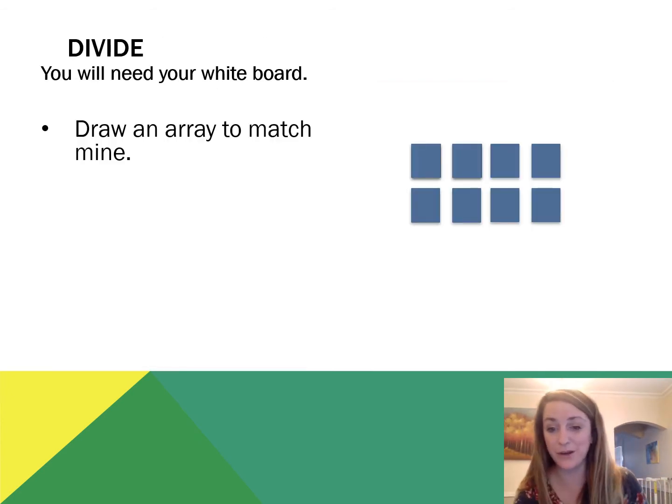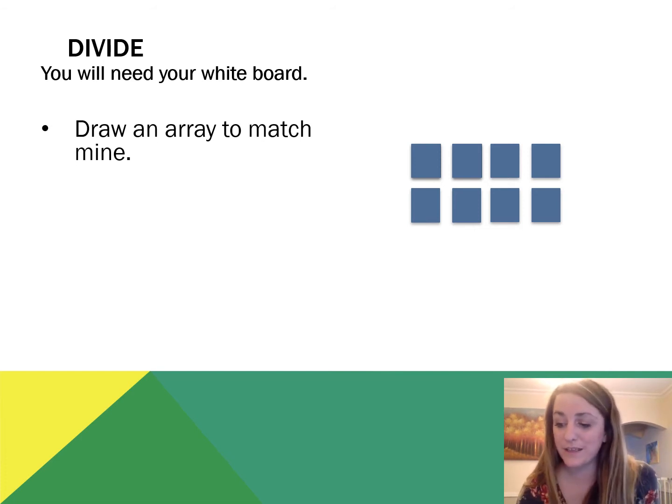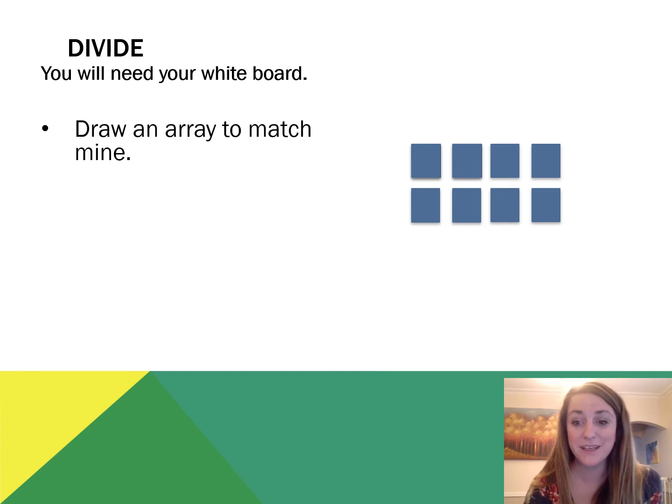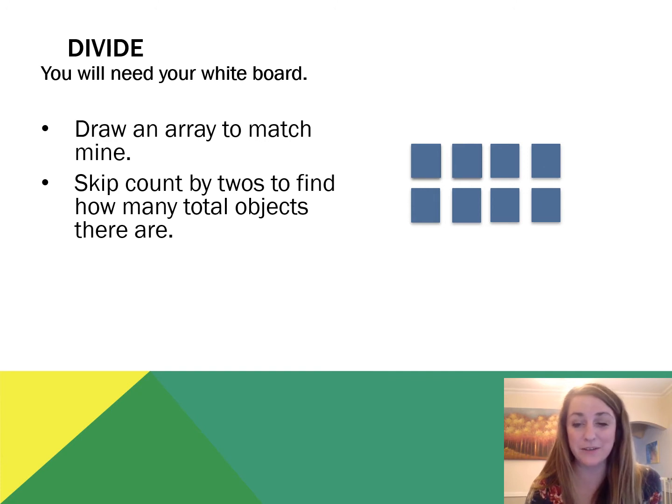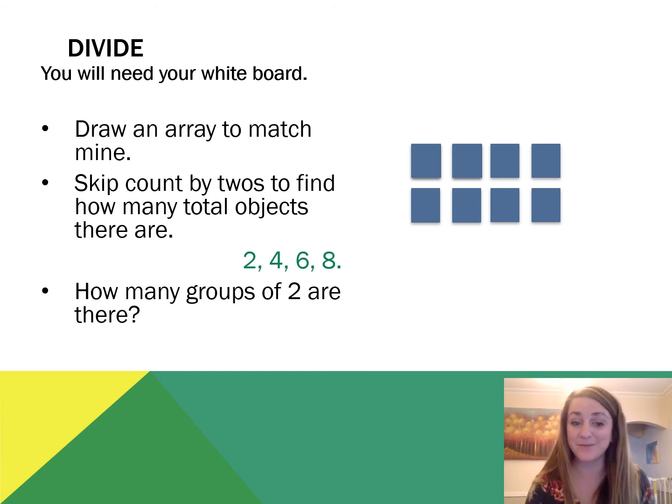Switch to whiteboard mode in 5, 4, 3, back in 2, and 1. Draw on the right to match mine. Skip count by 2s to find how many total objects there are. We'll have to skip count the columns, not the rows, if we want to skip count by 2s. 2, 4, 6, 8. How many groups of 2s are there? There are 4 groups of 2.